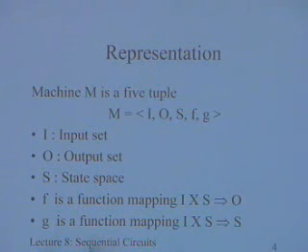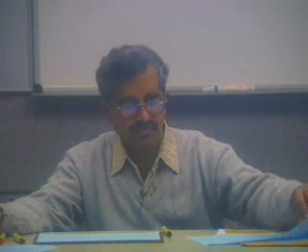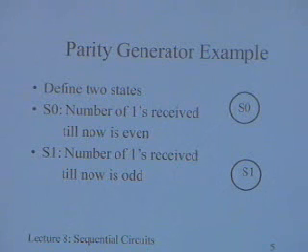specification of my machine. Let us take the two examples that we are already familiar with, which we discussed in the context of iterative circuits, and try to define a state machine for them. So here we have a parity generator example. Remember again, let me restate the problem. I have a set of bits and I have to find out whether the number of ones is even or odd. If the number of ones is odd, my output is 1, and if the number of ones is even, my output is 0.